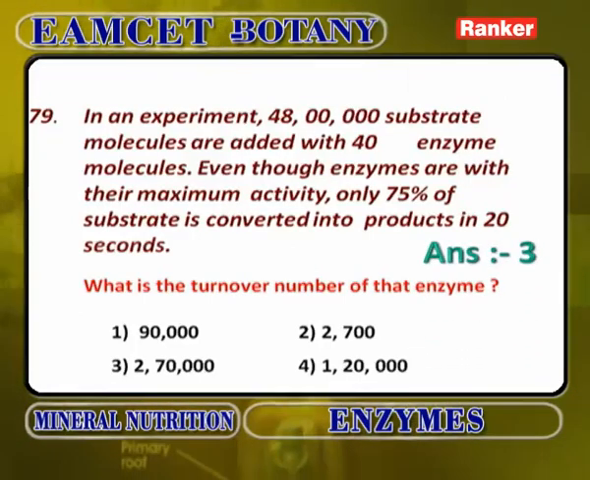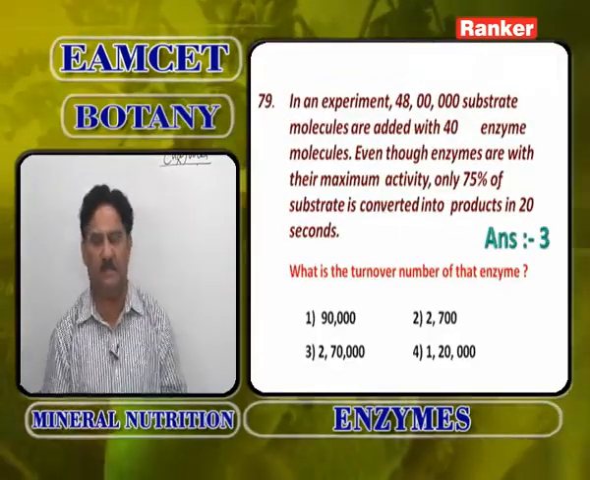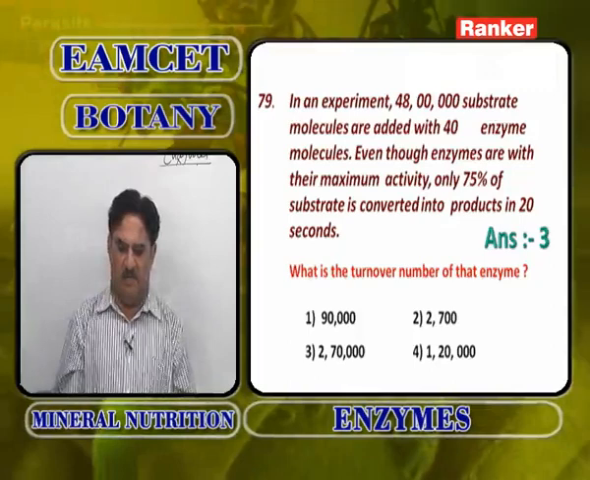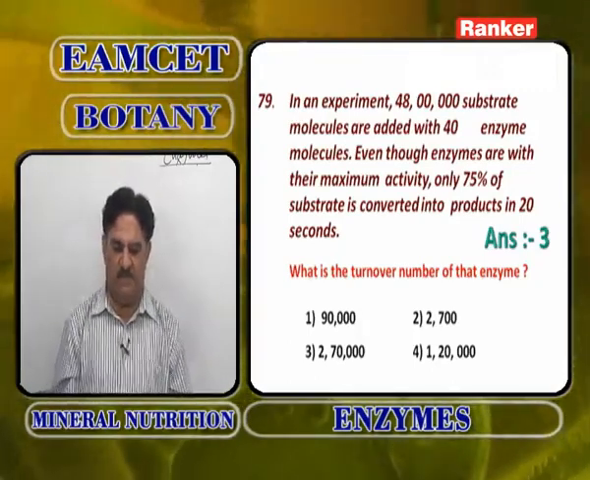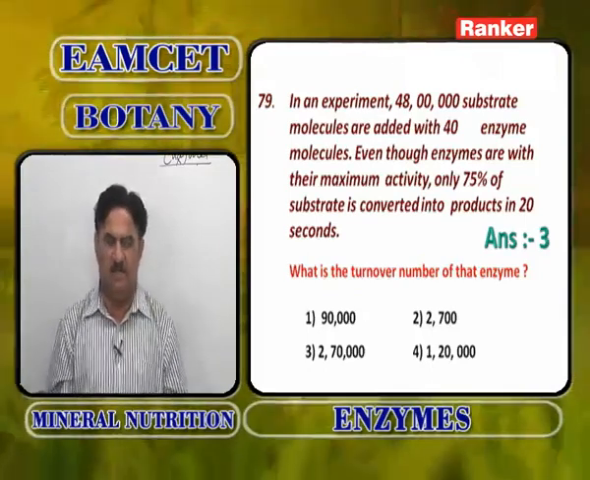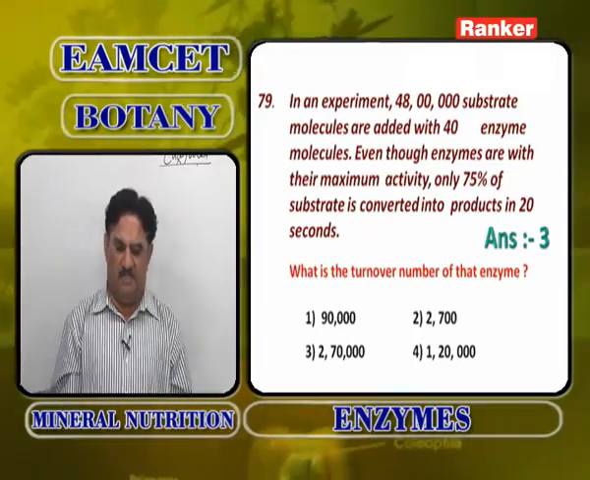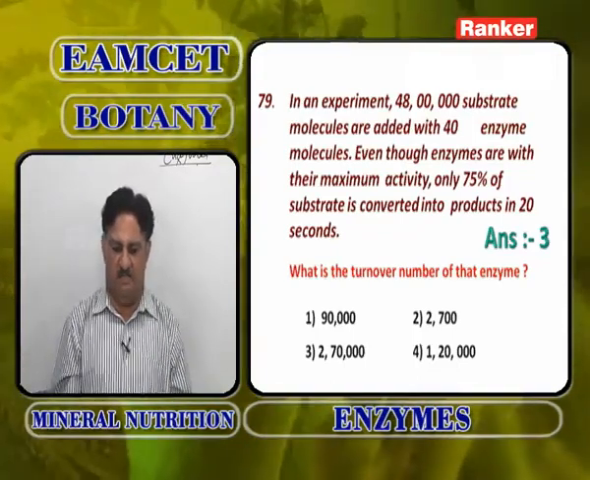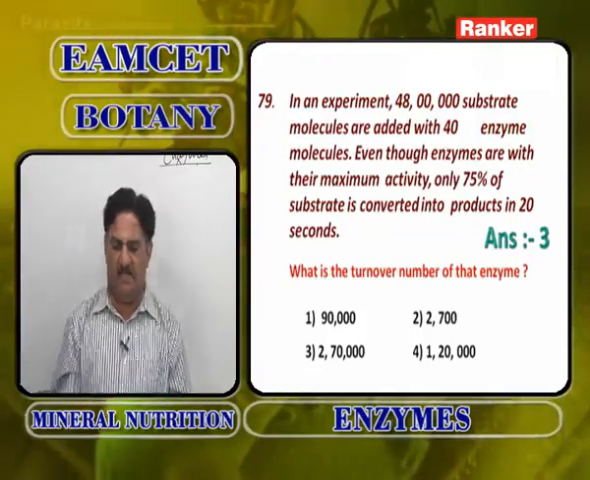In an experiment, 48,000 substrate molecules are added with 40 enzyme molecules. Even though enzymes are with their maximum activity, only 75% of substrate is converted into products in 20 seconds. What is the turnover number of that enzyme? 48,000, only 75% is converted. 40 enzyme molecules are taken. Time taken is 20 seconds.